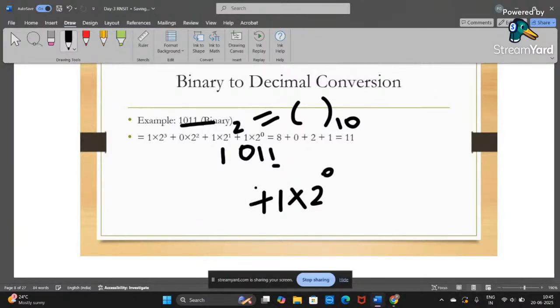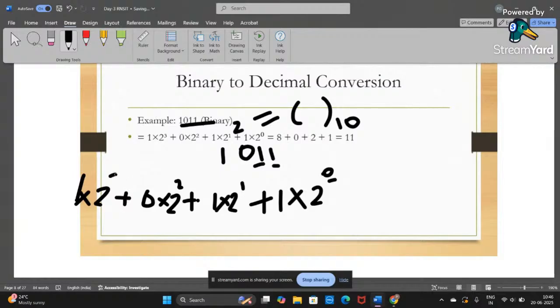Plus. Next is what? We have 1. So 1 into 2, because binary means it is 2. So here we have started with power 0, then here it has to be 1. Plus, what is the next number? 0, into 2 to the power 1. Here it has to be 2. Again plus 1 into 2 to the power 0, 1, 2, then for this it is 3.